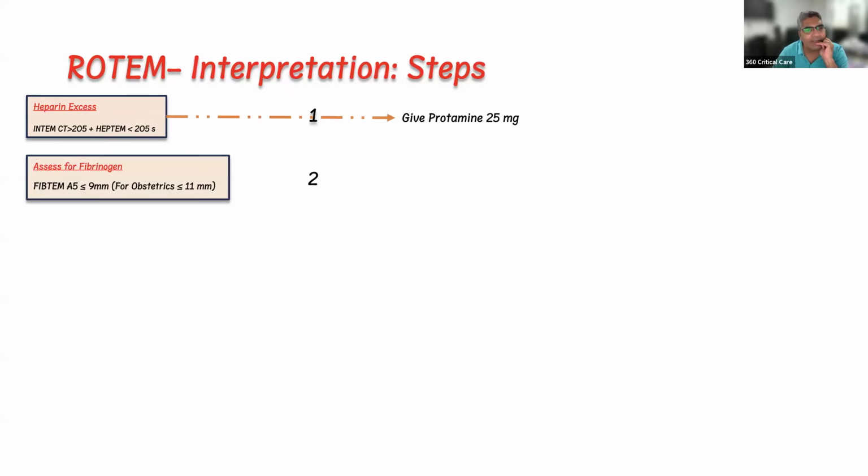The second step is you always assess fibrinogen. As I said, this is the most important stage, and fibrinogen is the most important and earliest factor that gets depleted during bleeding. So you have to assess the fibrinogen first. Depending on what machine you are using and what setup you are in, there is a particular algorithm that we go by.